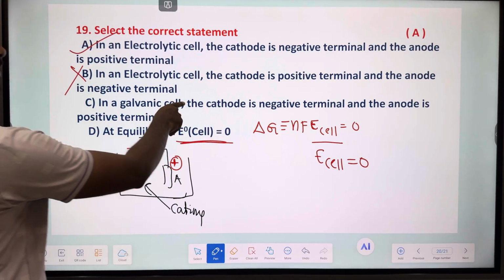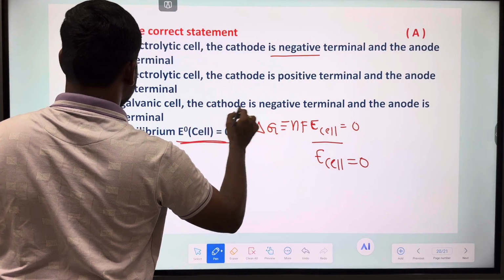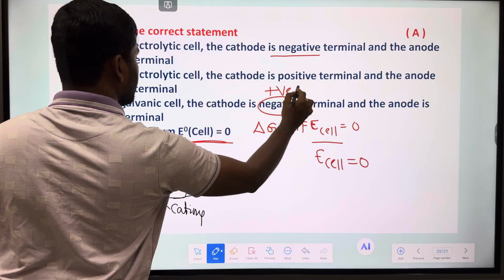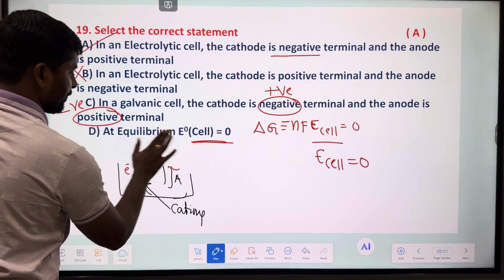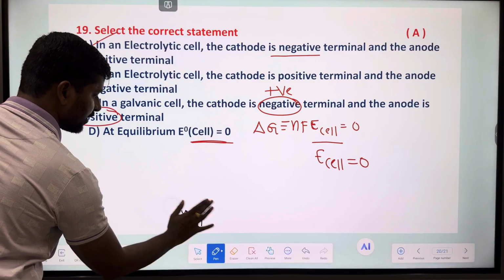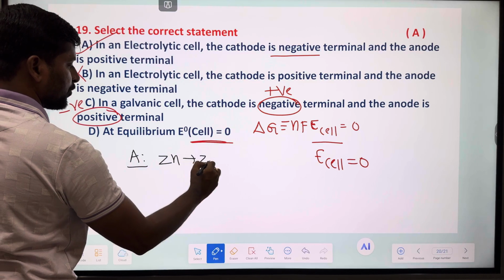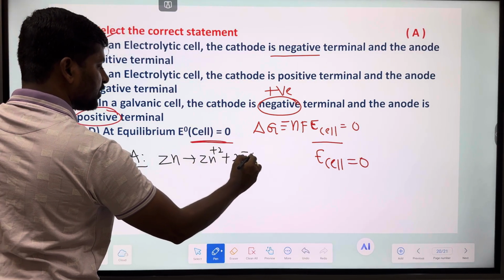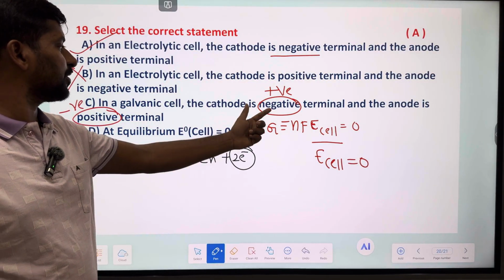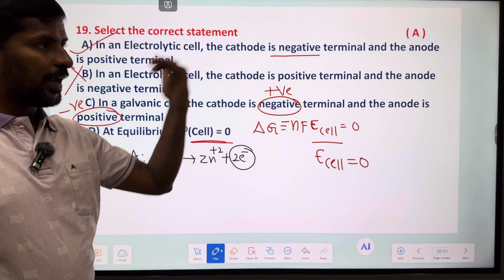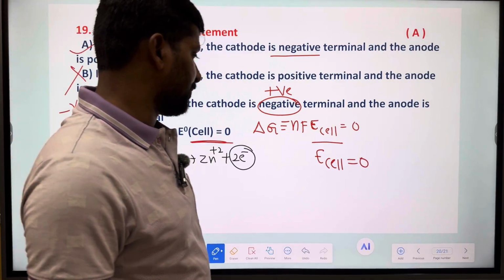And next, in a galvanic cell, what about the cathode? Here in electrolytic cell, cathode is negative, anode is positive. But in a galvanic cell, cathode is the positive terminal, and anode is the negative terminal. We know that at the anode oxidation reaction occurs. For example, zinc gives rise to Zn2+ plus 2 electrons. So at the anode electrons are released, so the anode is electron rich. So the anode is indicated as the negative terminal. The cathode attracts electrons, and so the cathode is indicated as the positive terminal. Okay, reverse we will get.